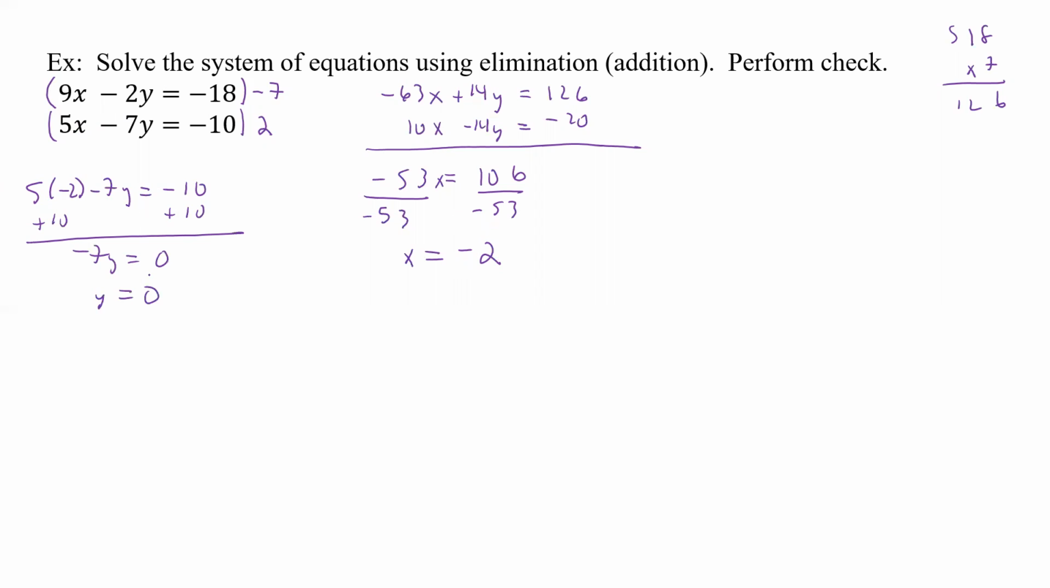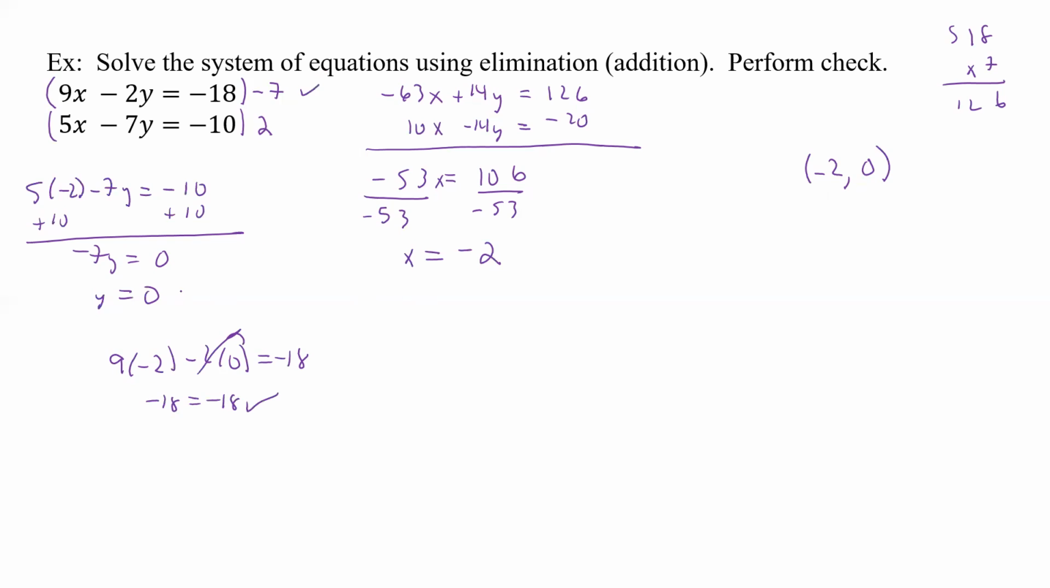Okay, so that's one of those nice ones that comes out. You don't have to actually divide by that because anything times 0 is going to give us 0. So we have our solution at this point before we check it, negative 2, 0. Now we have to check. So 9 times negative 2 minus 2 times 0 equals negative 18. Well, that's 0, so negative 18 equals negative 18.